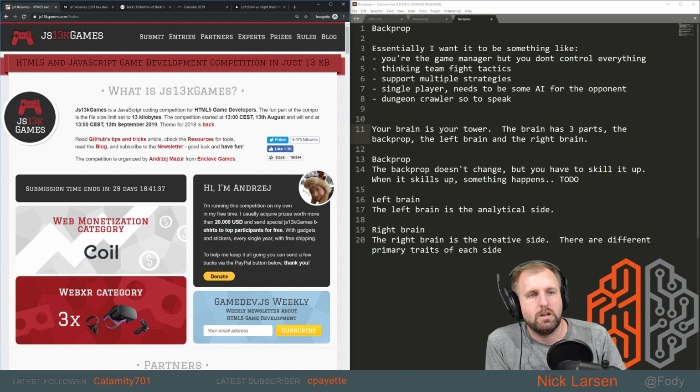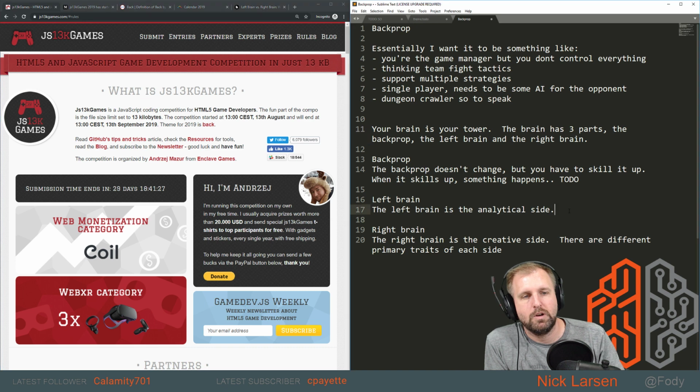All right, your brain is a tower. The brain is 3 parts: the back prop, the left brain, and the right brain. All right, the back prop doesn't change. You have to skill it up. When it skills up, something happens. The left brain is the analytical side.